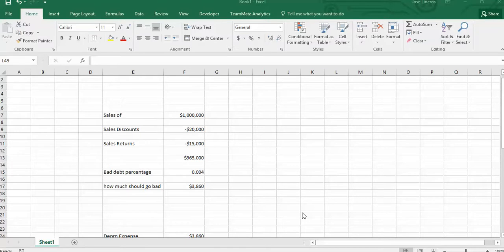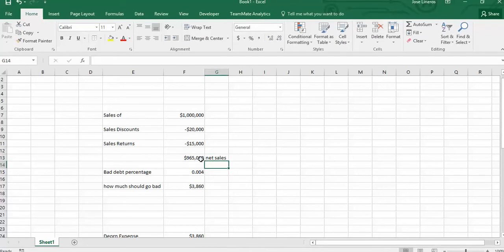Remember what the case asks you to do is look at sales. Remember, we're not doing an aging of receivables. What we're doing is looking at net sales. So the first thing you want to do is look and see what sales were. In this case, I'm using fake numbers here because I'm just trying to help you. Sales, let's say, are $1 million. And then let's say you have sales discounts of 20,000 and sales returns of 15,000 for a net of 965. This is what we defined as net sales.